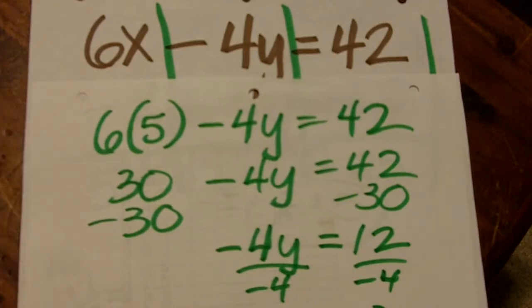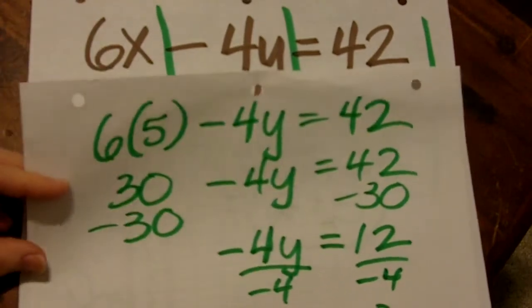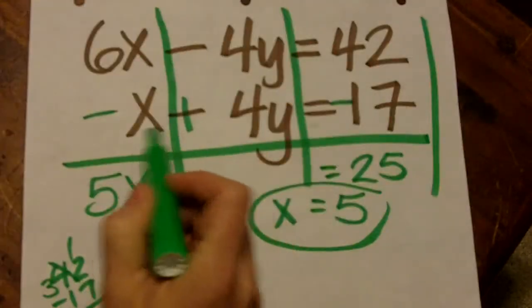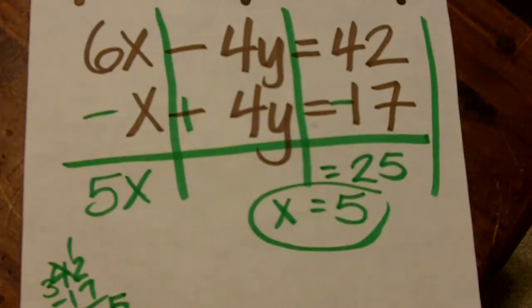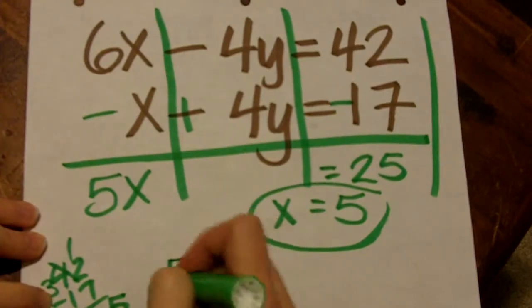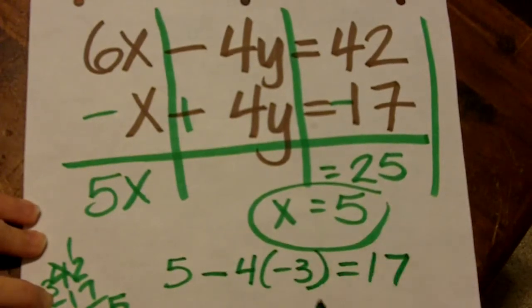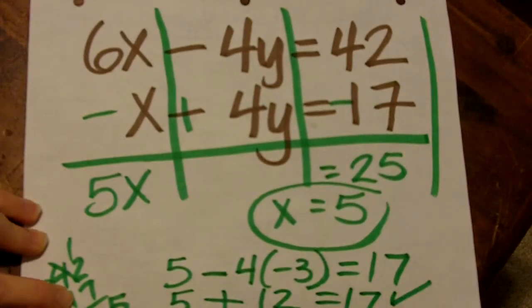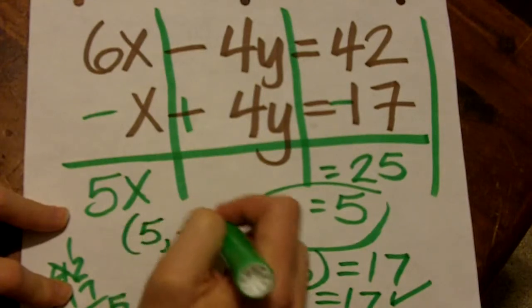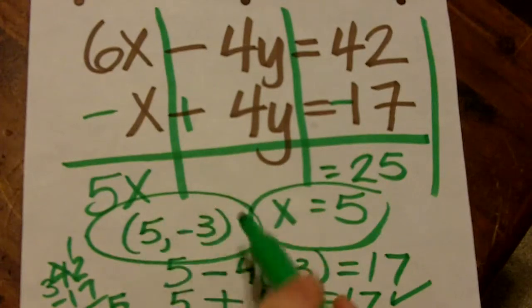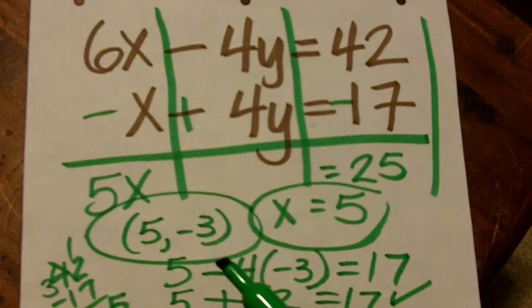And then again, because I'm a good little student, I'm going to take my values. Now I have 5 for x, negative 3 for y. I'm going to plug it into this equation here. I didn't bring enough paper with me, so I'm just going to plug it right here. I'm going to say that x, which is 5, minus 4 times negative 3 equals 17. 5 plus 12 equals 17. It's a true statement. I know then, without a doubt, that 5, negative 3 is the crossing point, or the solution set, for this system of equations.